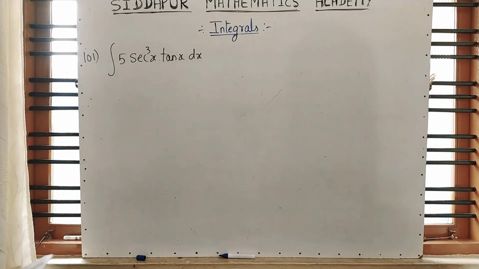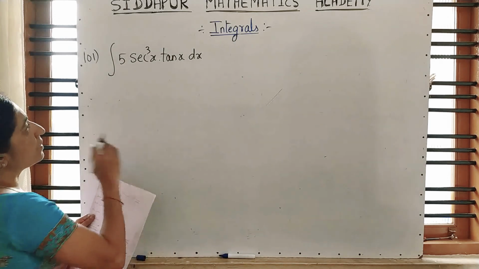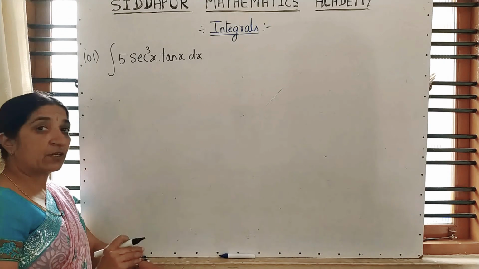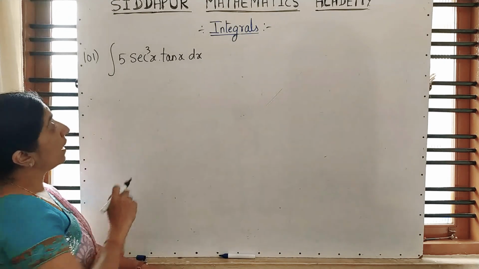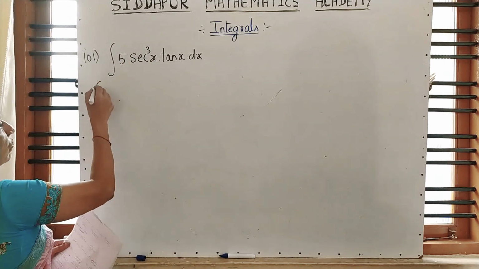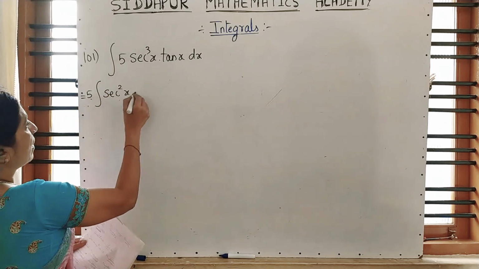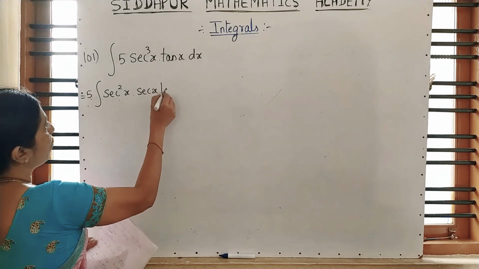Yes, moving to the next question, 101. 5 secant cube x into tan x. You know that differentiation of sec is secant into tan. Differentiation of tan is secant square, but it is a cube. 5 constant I wrote outside. And I split secant cube like this.